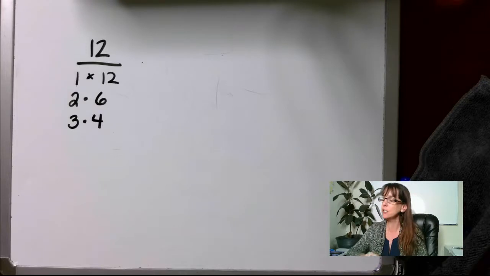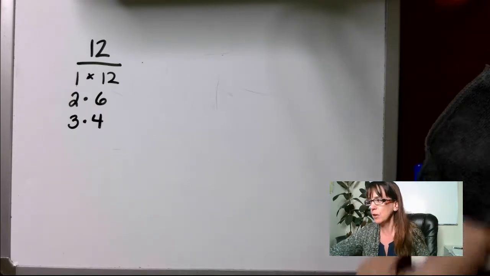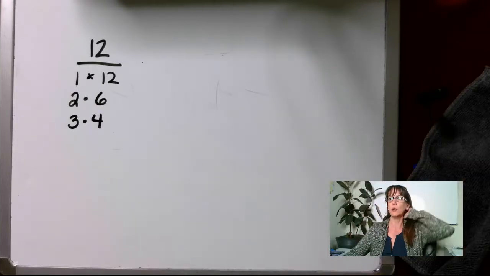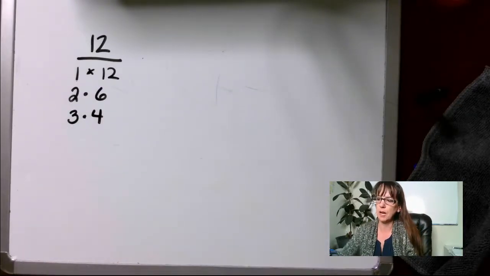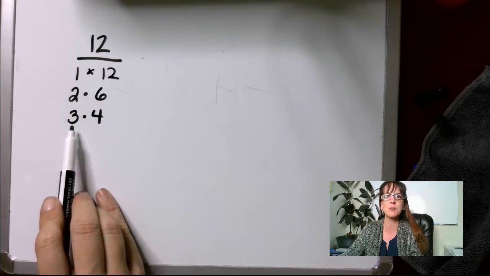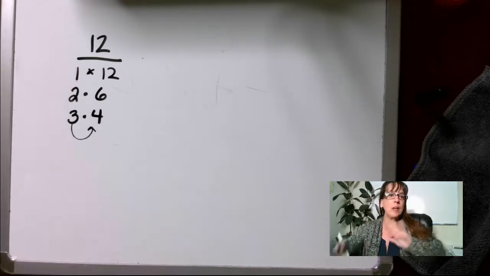This is where you really need to know your multiplication table, guys. If you do not know your multiplication table, you will struggle with this. So 2 times 6, 3 times 4. And after 3 comes 4. 4 is already on the board, so we are done.